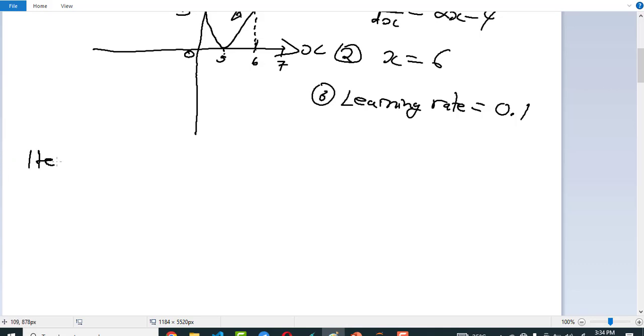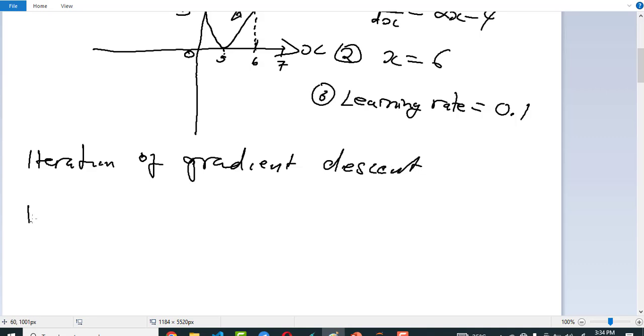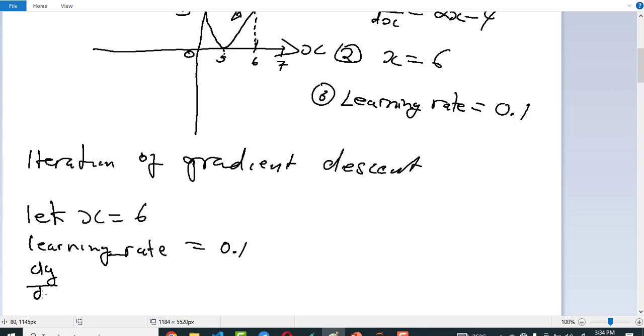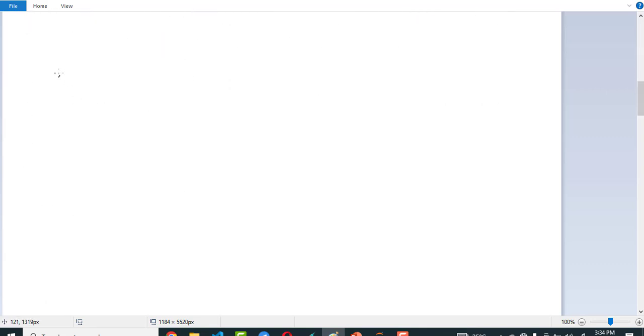So remember, we initialize our value as x equals 6, and also our learning_rate equals 0.1, and our gradient dy/dx equals 2x minus 4 for our first derivative. Now to perform the iteration, let us do our first iteration.